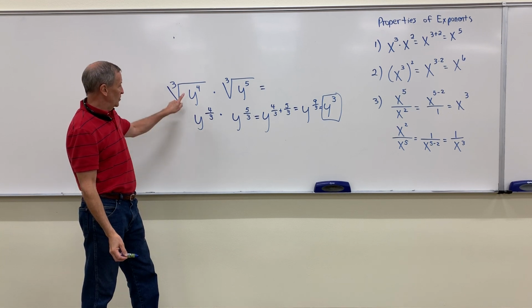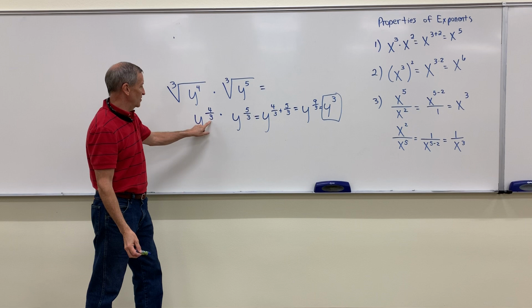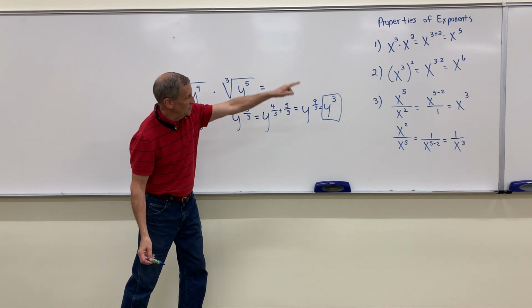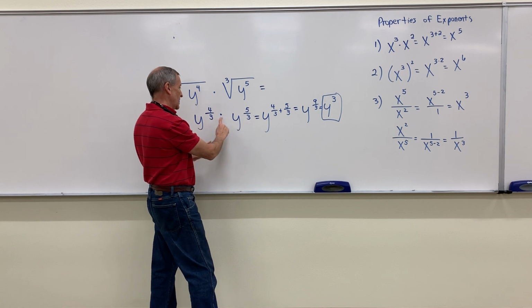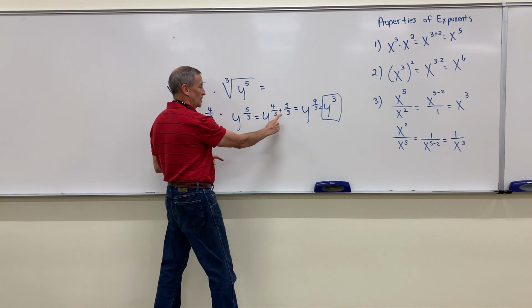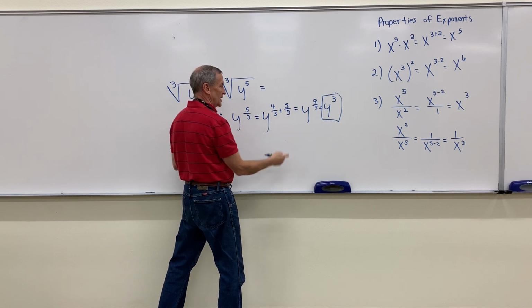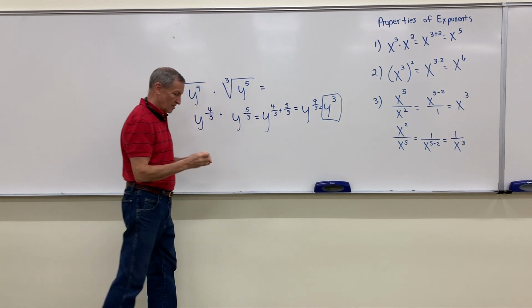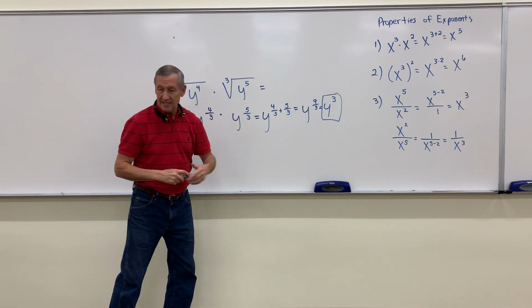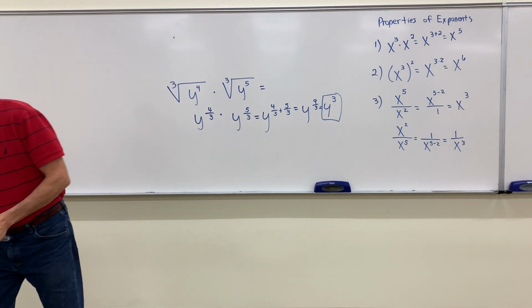What did we do? We took radical expressions and changed them to fractional exponents. We used our properties of exponents to figure this out. Hey, I'm multiplying with the same base. That means add my exponents. Add them up nicely. Y to the 3rd. Yeah, what if they don't add up nicely? Let's look at an example of that.